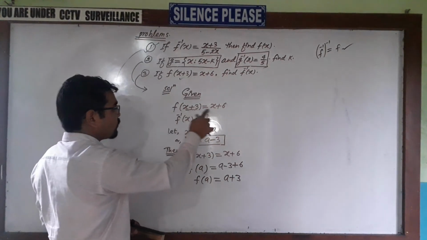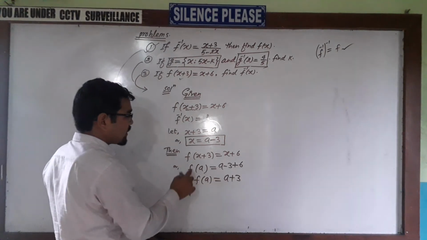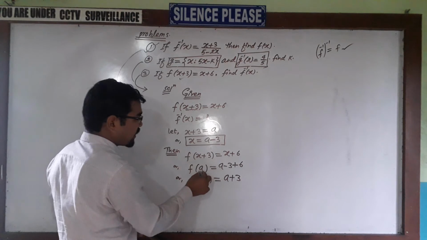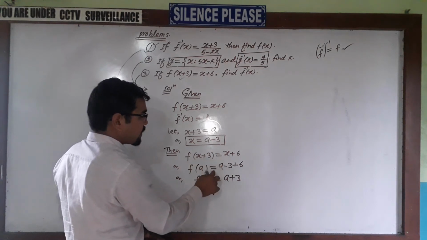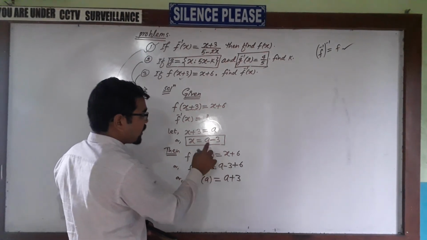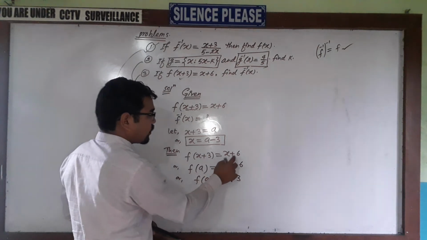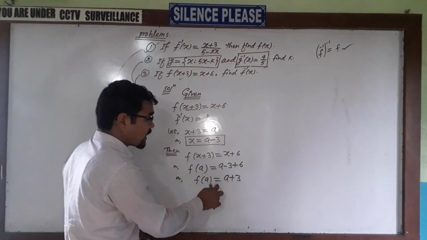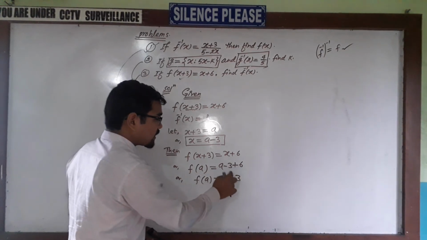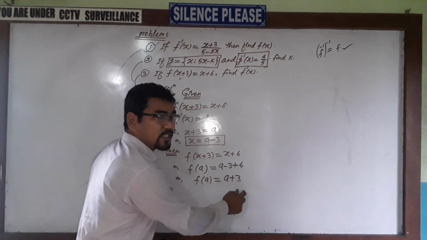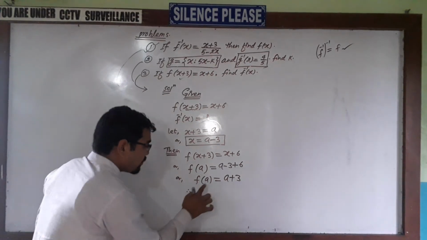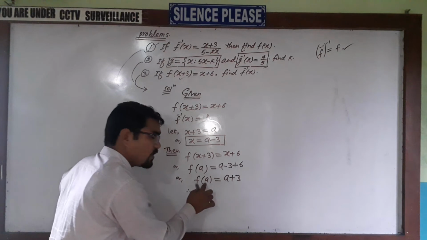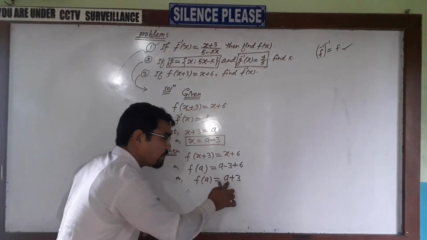So I am now writing this function. Then x plus 3 equal to a, we put here a. In place of x we put a minus 3, plus 6 as it is. Then f of a is the same, a, and 6 minus 3 comes. So f of a equals a plus 3. Therefore if a is here, then here also a. If you put x, then here also becomes x. Here the input value is a, so the output a plus 3 comes.